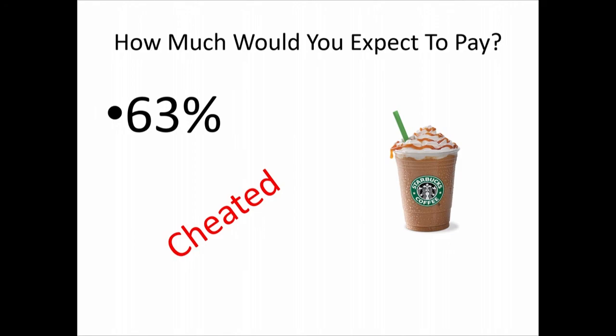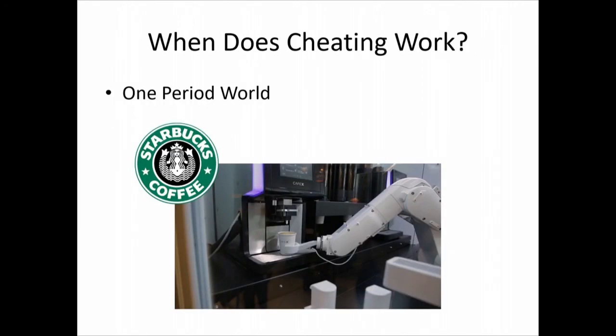Now, is that a problem in a free market? You bet it is. Because in a one-period world, they could get away with that. If I was over in some foreign country and I went to some company that was making coffee with robots, they could cheat me, right? Wouldn't matter. It's a one-period world. But Starbucks doesn't live in a one-period world. Matter of fact, Starbucks is around the world, and they're known for their coffee, and they have a brand, and they have something to establish.